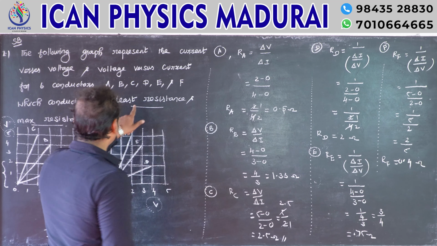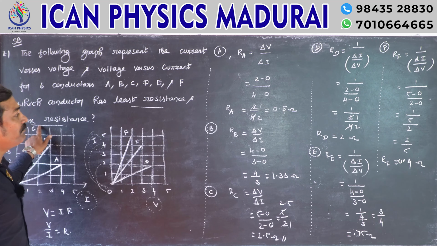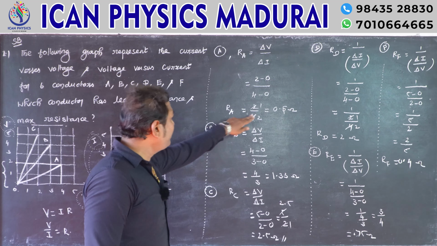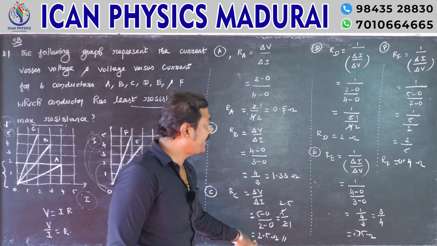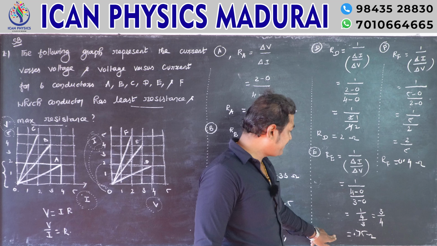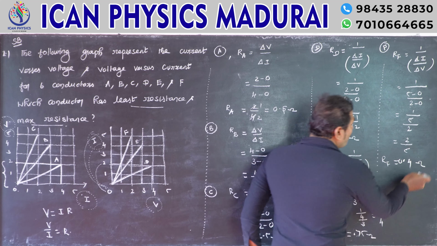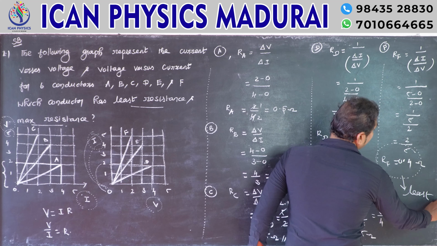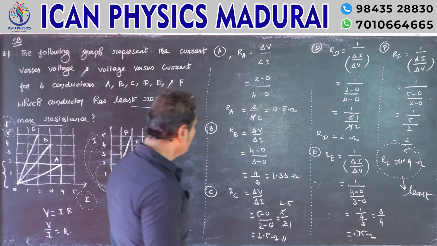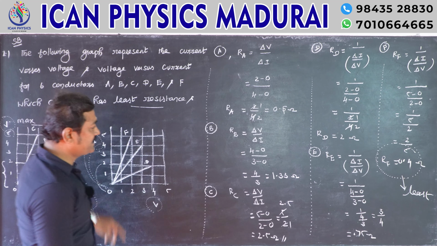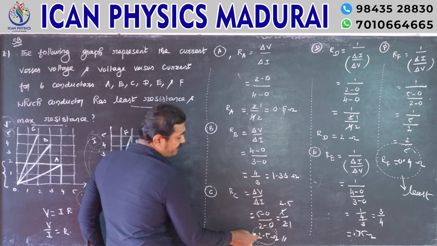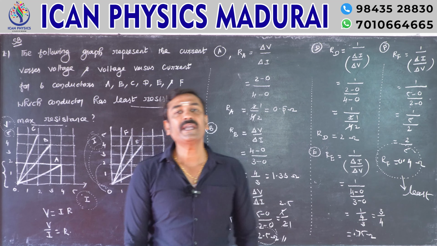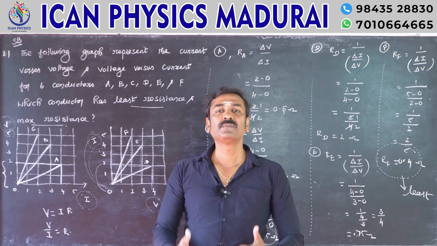So what is the question? What is the least resistance and the maximum resistance? Okay. So 0.5, 1.3, 2.5, 2, 0.75, 0.4. So 0.4 is the least one. So F has the least resistance. Okay. So next one, maximum resistance. Then look at the 2.5. So 2.5 is the maximum resistance. Okay. Do you get it now? Do you have any doubt? No doubt.